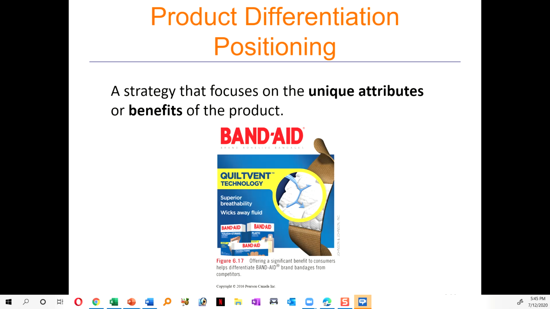Next is product differentiation positioning. And in this strategy, it focuses right on the unique attributes or benefits of the product. So the features that distinguish one brand from another. So in Band-Aid, brand adhesive bandages compete with many other brands, but its uniqueness is what stands out, which is in this case super stick adhesive. Okay, so this is what they really wanted people to know. So they position themselves in this way.